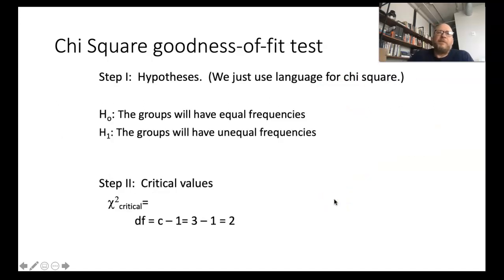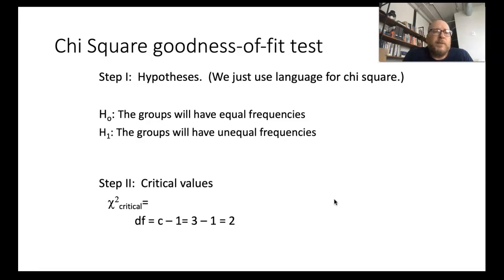Now, let's run through the test real fast. In chi-square tests, we don't use notation for the hypotheses, so you can just write it out. I'm going to say the groups will have equal frequencies. My null hypothesis is that 1, 2, and 3 should equally be the correct answer an equal number of times. And the alternative is that they will have unequal frequencies.